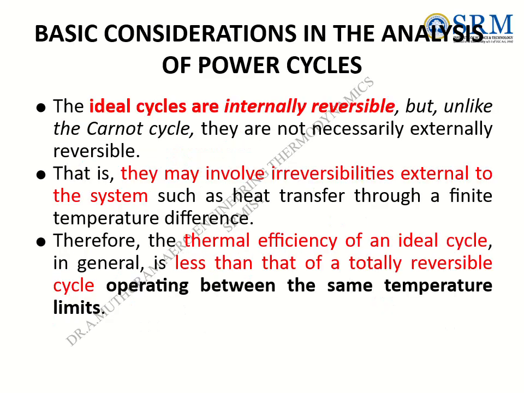The ideal cycles are internally reversible, but, unlike the Carnot cycle, they are not necessarily externally reversible. That is, they may involve irreversibilities external to the system such as heat transfer through a finite temperature difference. Therefore, the thermal efficiency of an ideal cycle, in general, is less than that of a totally reversible cycle operating between the same temperature limits.